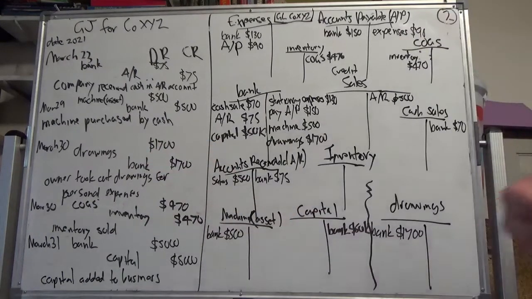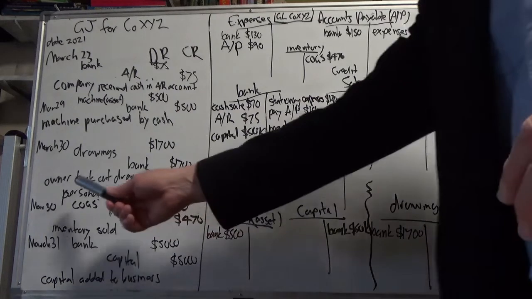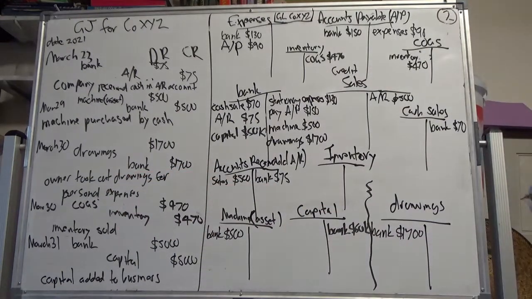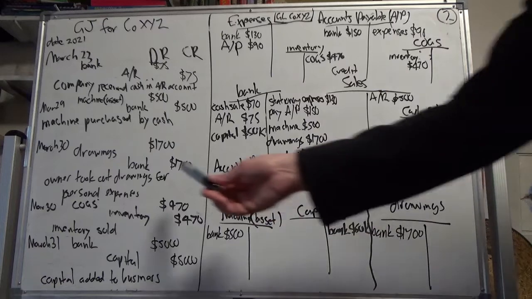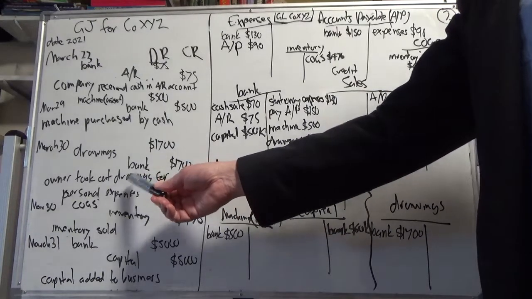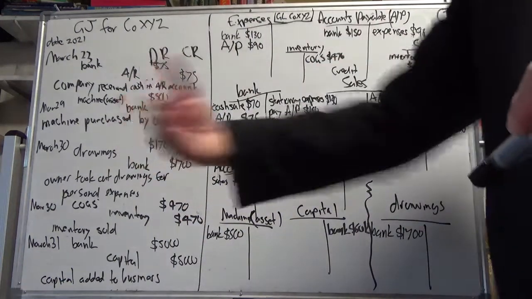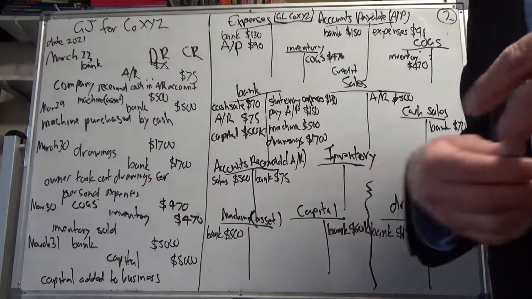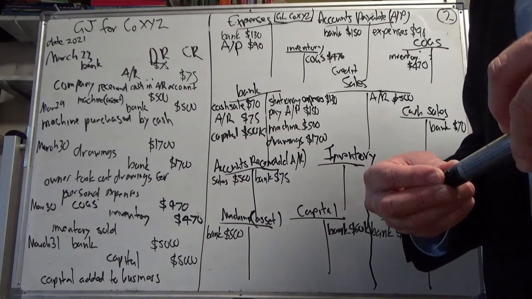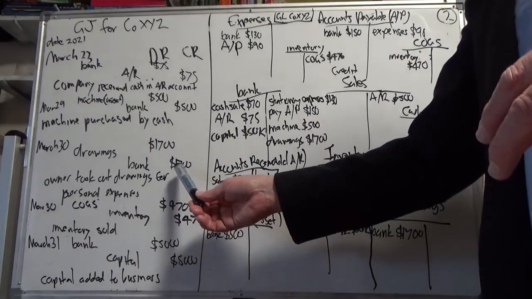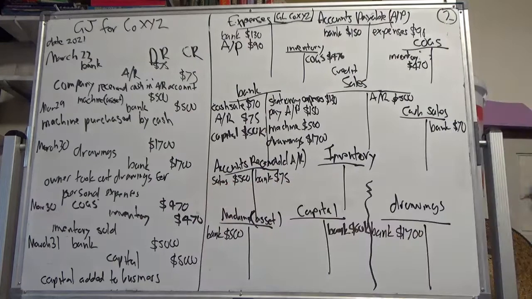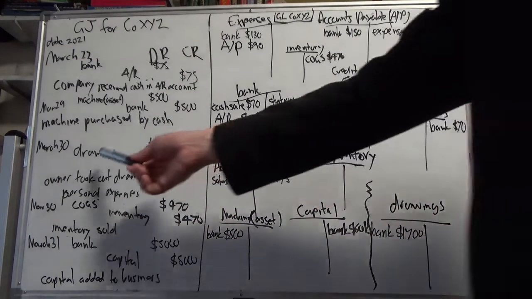On March the 30th, the owner withdrew some drawings from owner's equity on the balance sheet. The owner took some drawings from the company for personal expenses such as fuel, rent, their groceries. So from the company's point of view, even though the money goes to the owner, the company is at arm's length to the person running the company, to the director or the owner, or so on. From the company's point of view, it's a credit item of $1,700 bank and debit drawing $1,700.